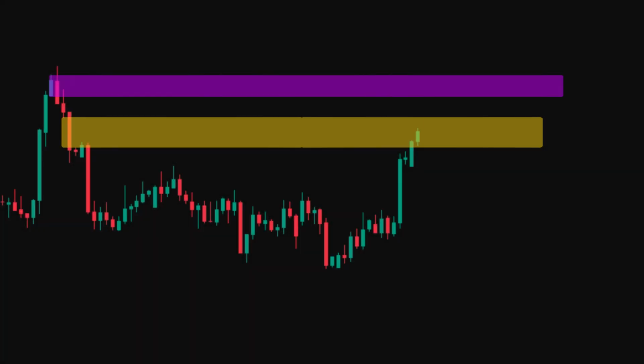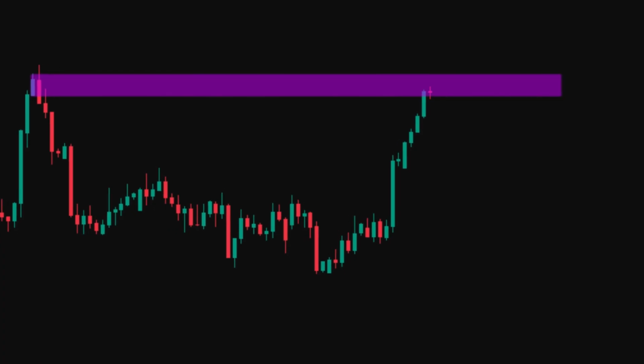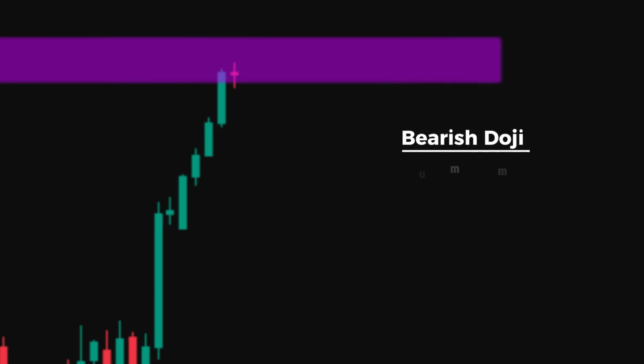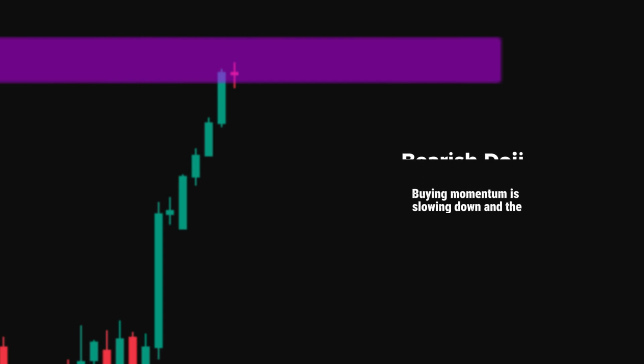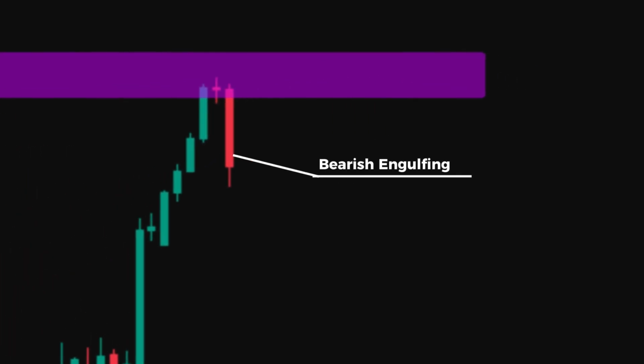Finally, price reaches another order block. And this time, we start to see something different. A bearish doji forms. Now this is key. That doji is telling us that buying momentum is slowing down. The market is becoming indecisive right at a key level, but we're still not entering yet. We wait for confirmation. Then the next candle forms, a strong bearish engulfing candle.